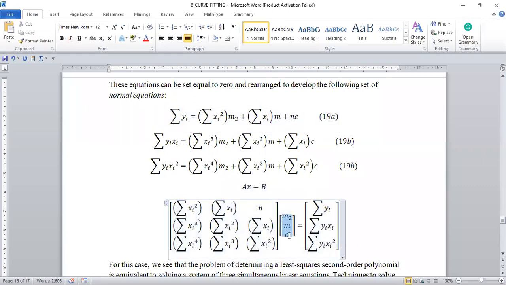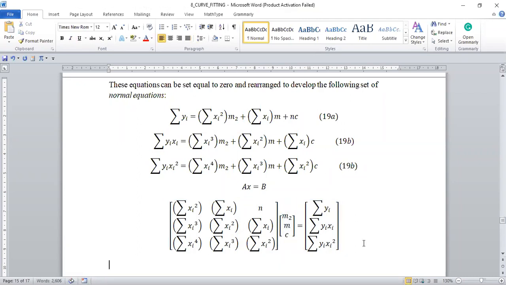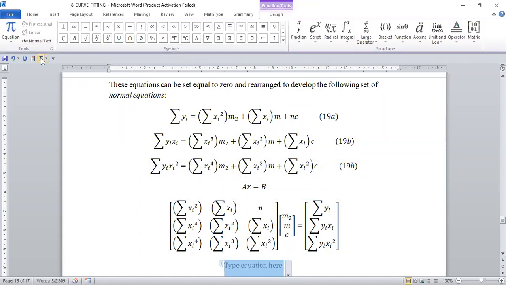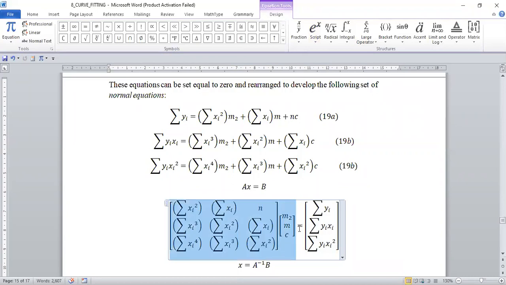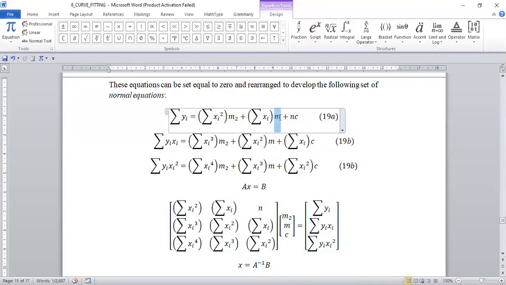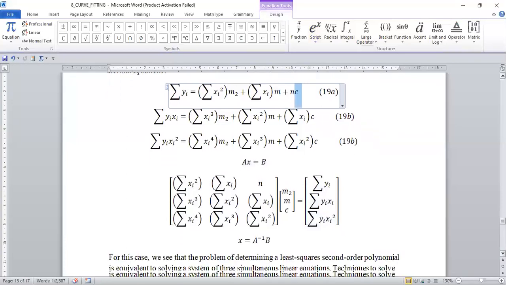So what we need is to solve for X. In our case, X is given by this matrix I highlighted. So now X is equal to A inverse multiplied by B. Sorry, A inverse multiplied by B. So these three sets of equations are linear algebraic equations, so you can solve them like this. Then you solve for this, because this is what we're actually looking for. This is the M2, this is M, and this is C.